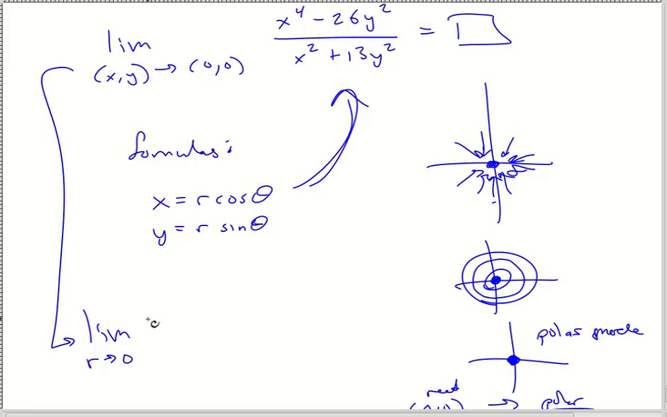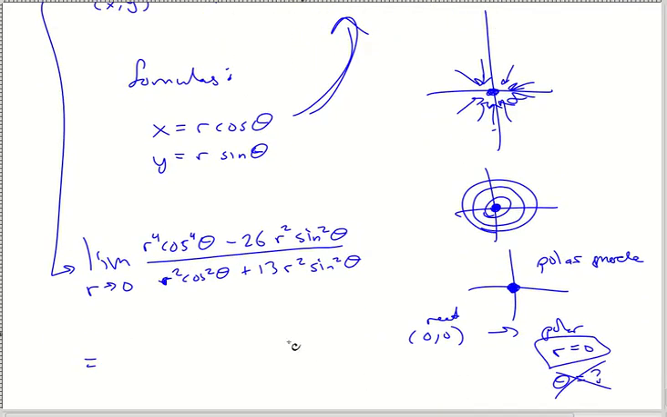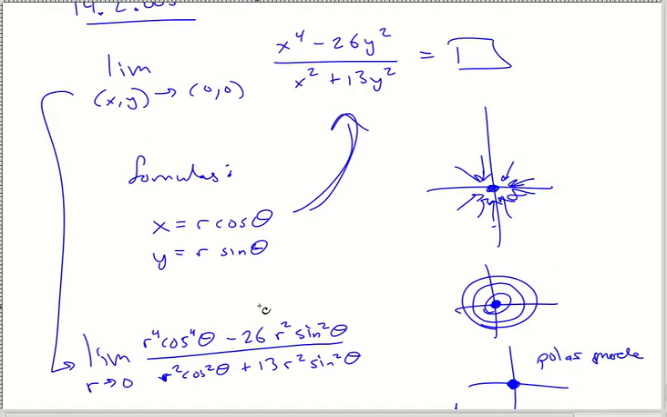So let me start replacing all my x's and y's. I got r to the fourth cosine to the fourth theta minus 26 r squared sine squared theta. I got r squared cosine squared. Don't worry, it's all going to be a lot better here in a minute. 13 r squared sine squared. And now I need to start figuring this thing out and simplifying it.